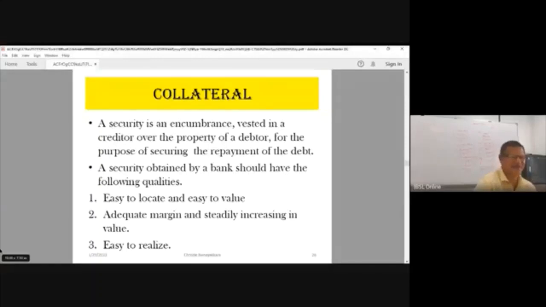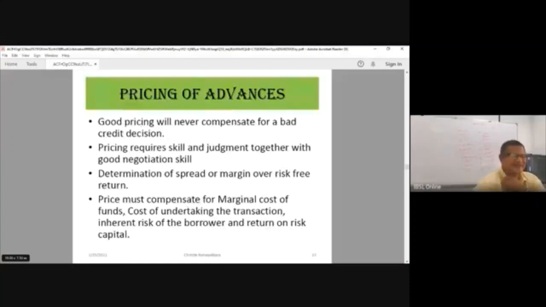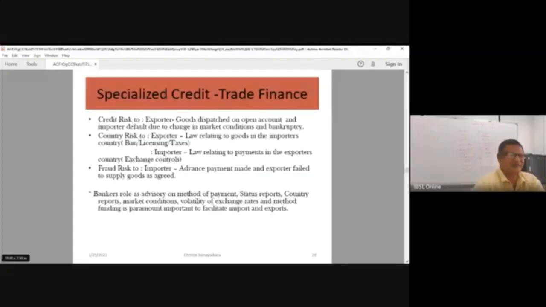Collateral also, you need to be vigilant that it needs to be locatable, and the margin should be steadily increasing. You take a land in a location, the price is going to go down when there's a crisis. If you have lent more than that, you will be in trouble. So it has to be easy to realize. Pricing, I just told you about two differences, so pricing also will give you advantage.